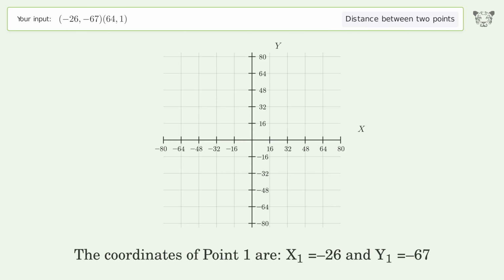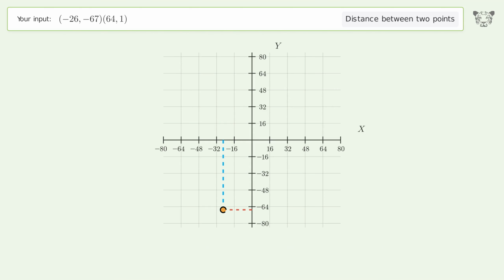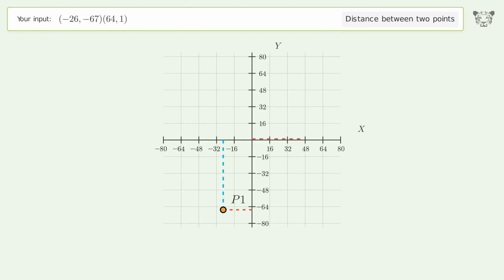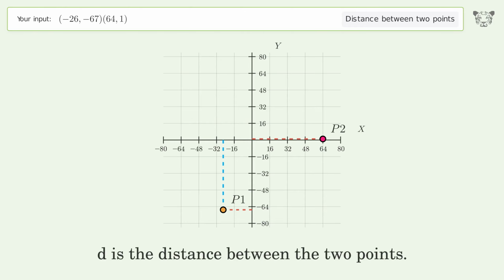The coordinates of point 1 are x1 equals -26 and y1 equals -67. The coordinates of point 2 are x2 equals 64 and y2 equals 1. D is the distance between the 2 points.